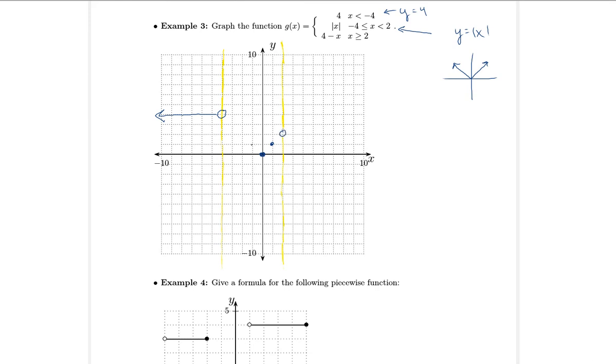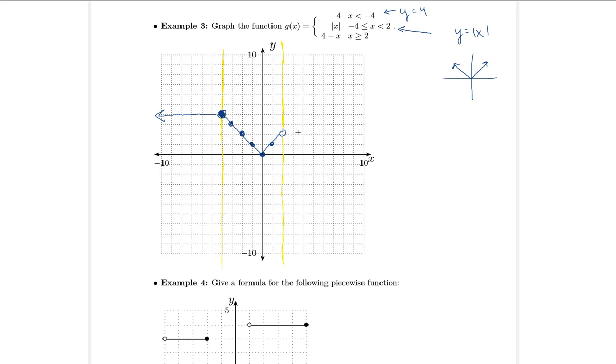And then over here, when x is -1, the absolute value is 1. Absolute value of -2 is 2, and so on. And we want to fill that in because we're including it here. So now it looks like that. And then lastly, we have 4 minus x.